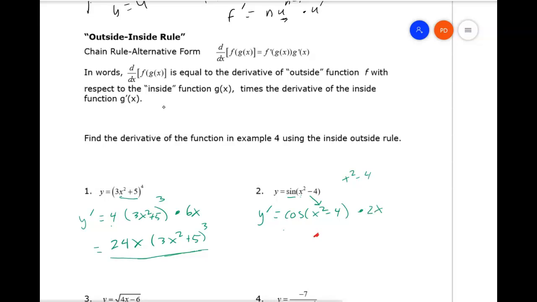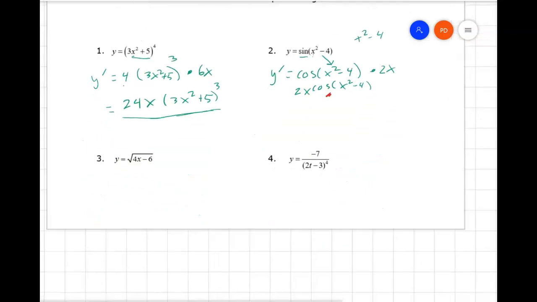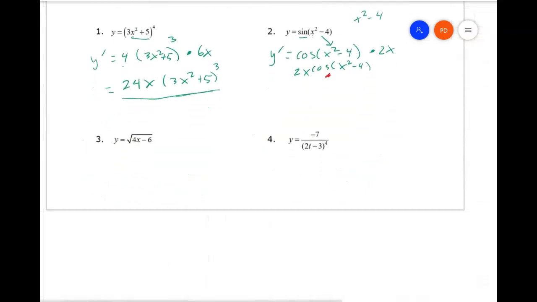So what I get, if we write this out in a more standard method, is 2x times the cosine of x squared minus 4. So now x squared minus 4 is still the argument of the cosine. It was the argument of the sine. That's the way that will work all the time. I'm going to try to go down to the next problems here. You can stop the video again if you want to try problem 3 without me doing it first.